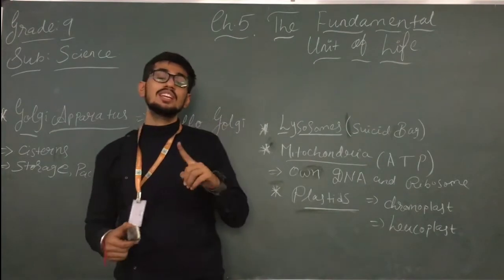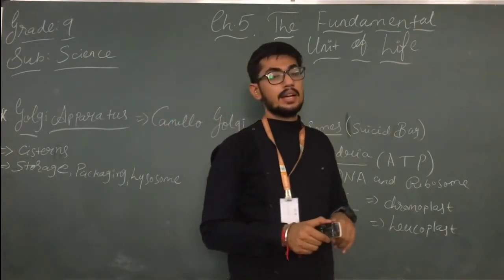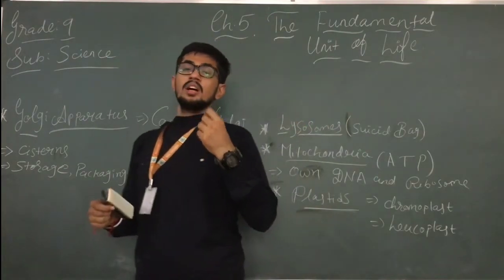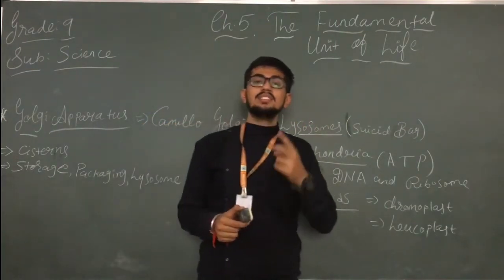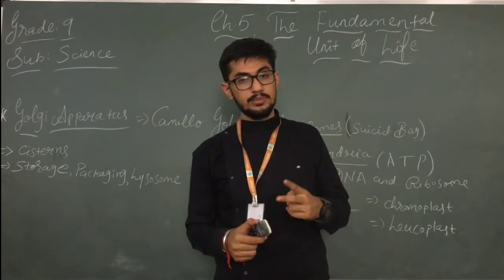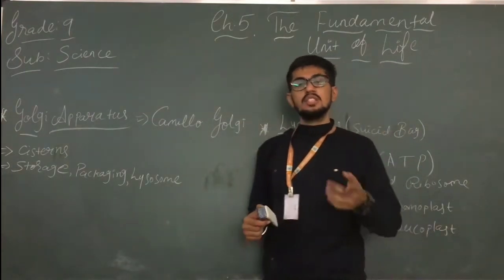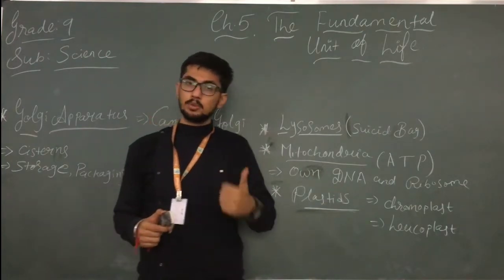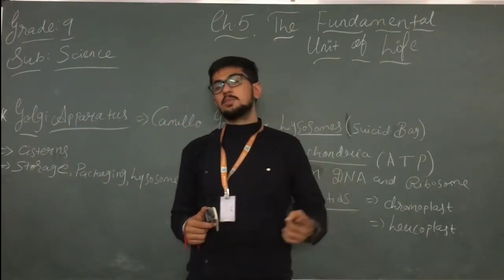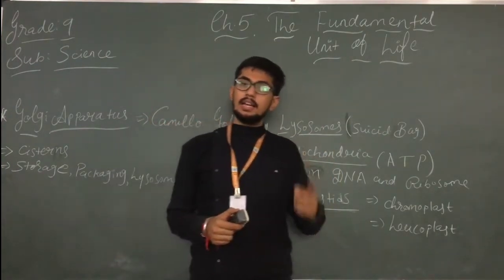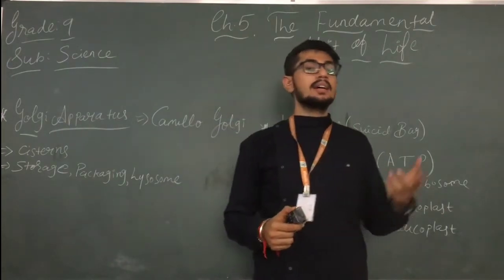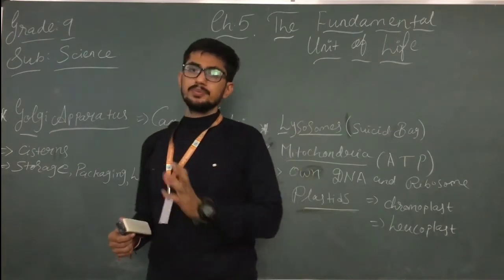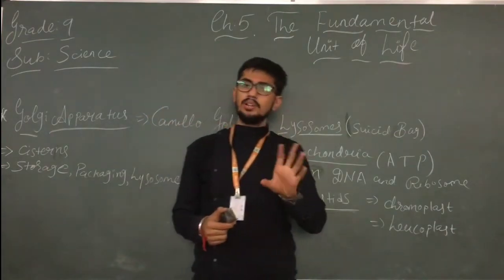In our last video, we have seen ER, endoplasmic reticulum. In that, we have seen 2 kinds of endoplasmic reticulum: rough endoplasmic reticulum as well as smooth endoplasmic reticulum. We have also seen that rough endoplasmic reticulum (RER) is responsible for making protein, and SER is responsible for making fat and lipids. Both together make a membrane. That process is known as membrane biogenesis.